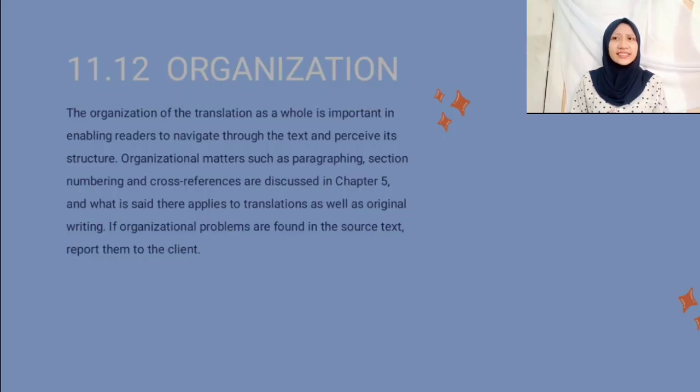The next is organization. The overall organization of the translation is critical for readers to work through the text and understand its structure. Chapter 5 discusses organizational issues such as paragraphing, section numbering, and cross-references, and what is said there relates to both translation and original writing. If organizational problems are found in the source text, report them to the client.